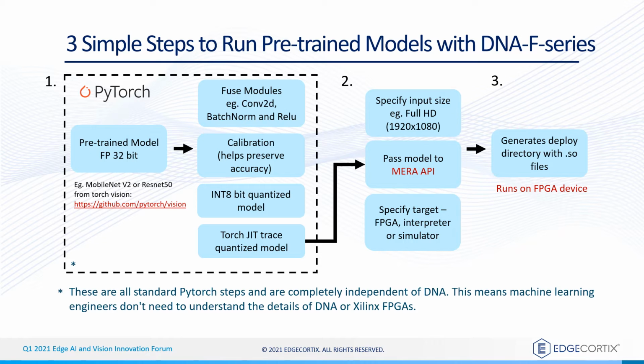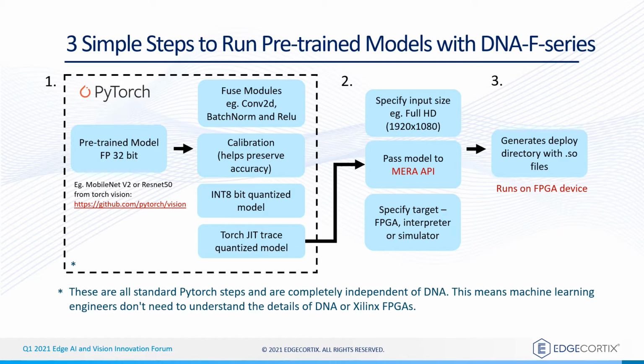This figure shows an example of compiling any pre-trained PyTorch model using the MERA compiler in 3 simple steps. Step 1 involves getting the pre-trained model and applying standard PyTorch quantization and JIT tracing, which is independent of our MERA compiler and DNA. As such, machine learning engineers don't have to worry about the internal details of DNA or the FPGA. In other words, this step only uses standard machine learning tools.